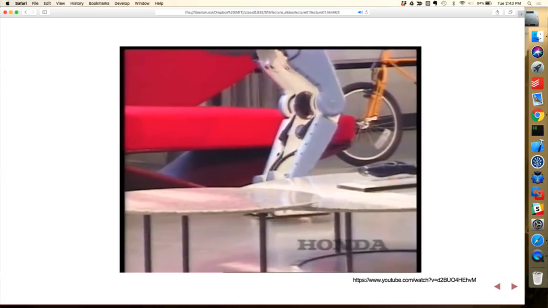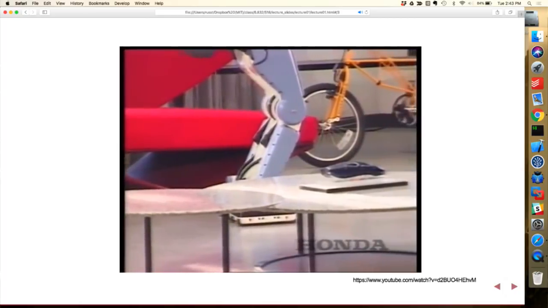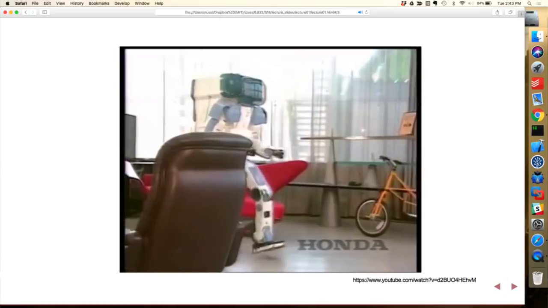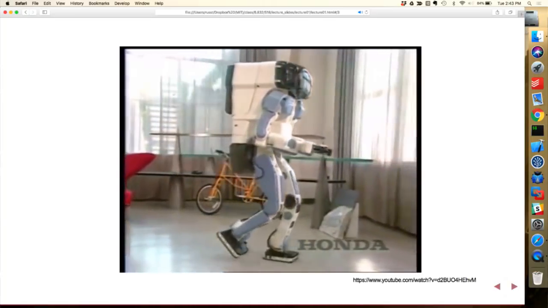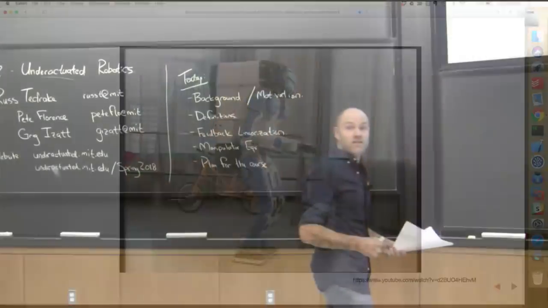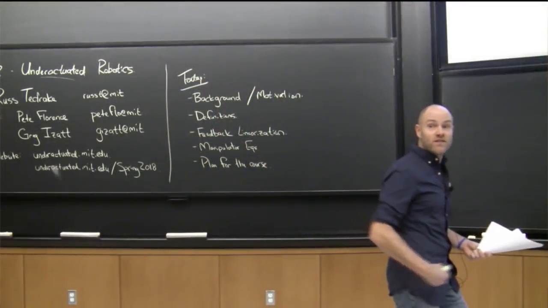And what actually the controller is doing is it's doing a ton of work to actively cancel out the natural dynamics of the robot so that it can impose a strict trajectory tracking controller on the legs of those robots, so it knows exactly where it is at all times.